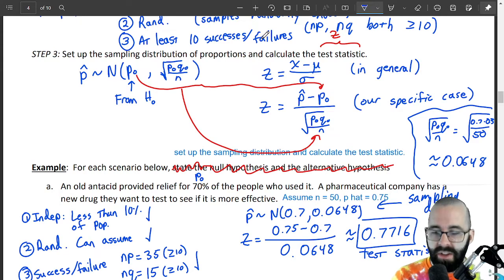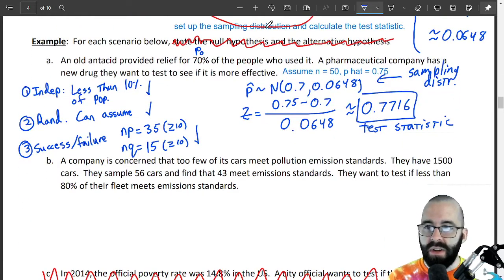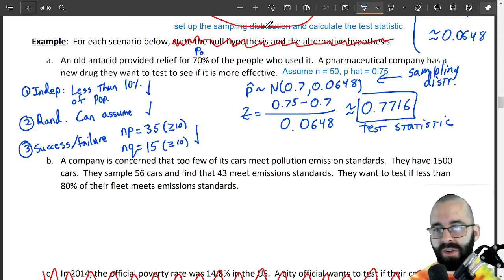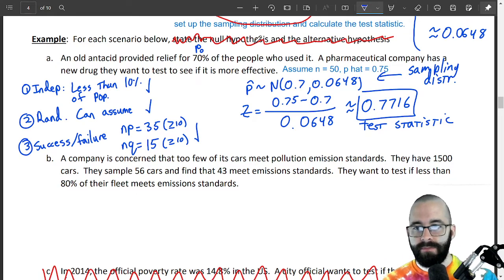All right, so I recommend that you pause the video, try to replicate this for part B. And again, we're crossing out part C. All right.